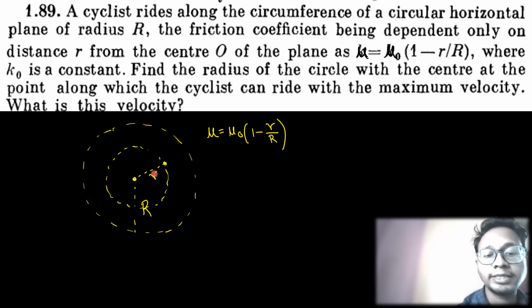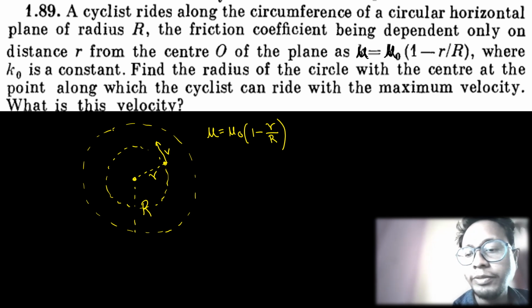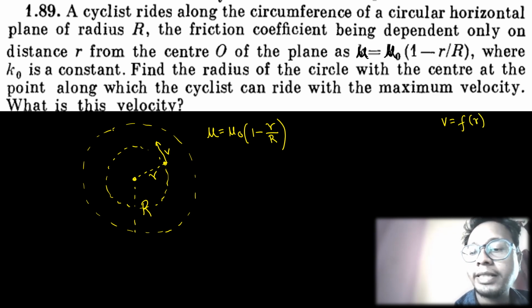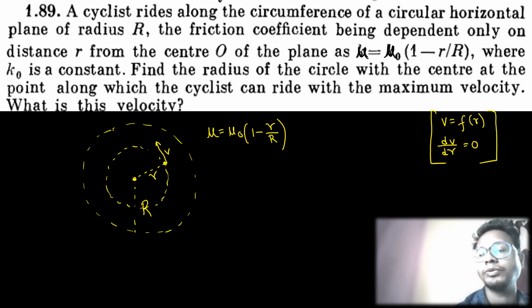The question is asking: find the value of r so that the cyclist has maximum velocity. So I get the intuition that we have to make an equation of v as a function of r, and then make dv by dr equal to 0. Okay, this is my approach for the question.